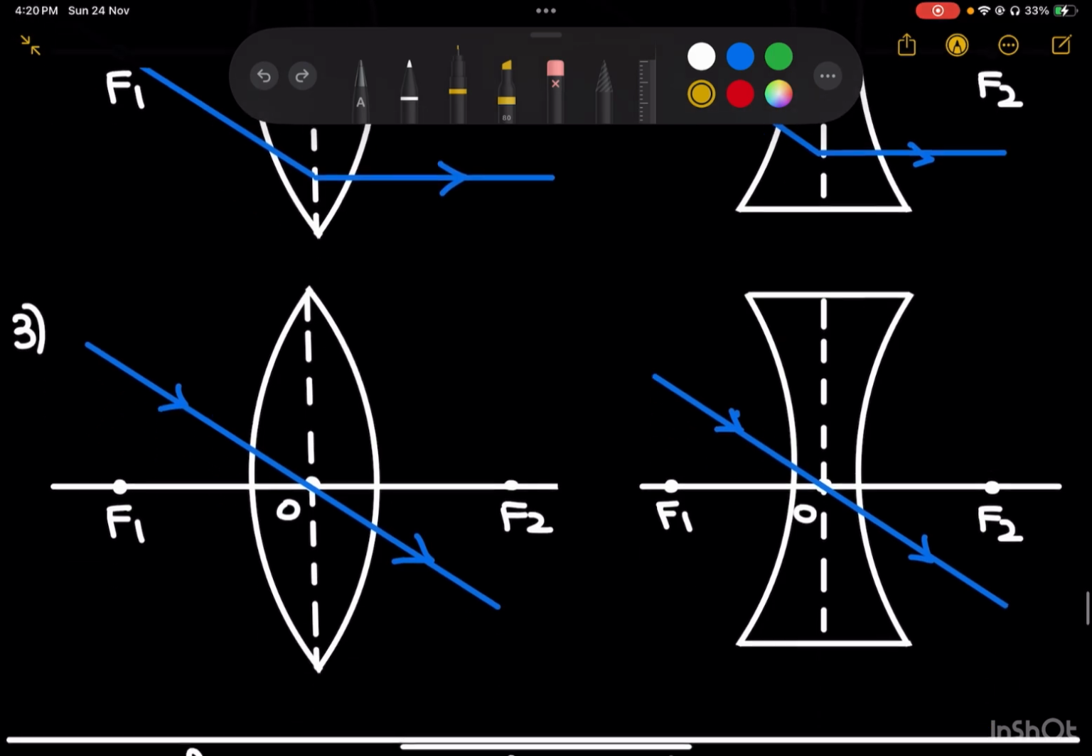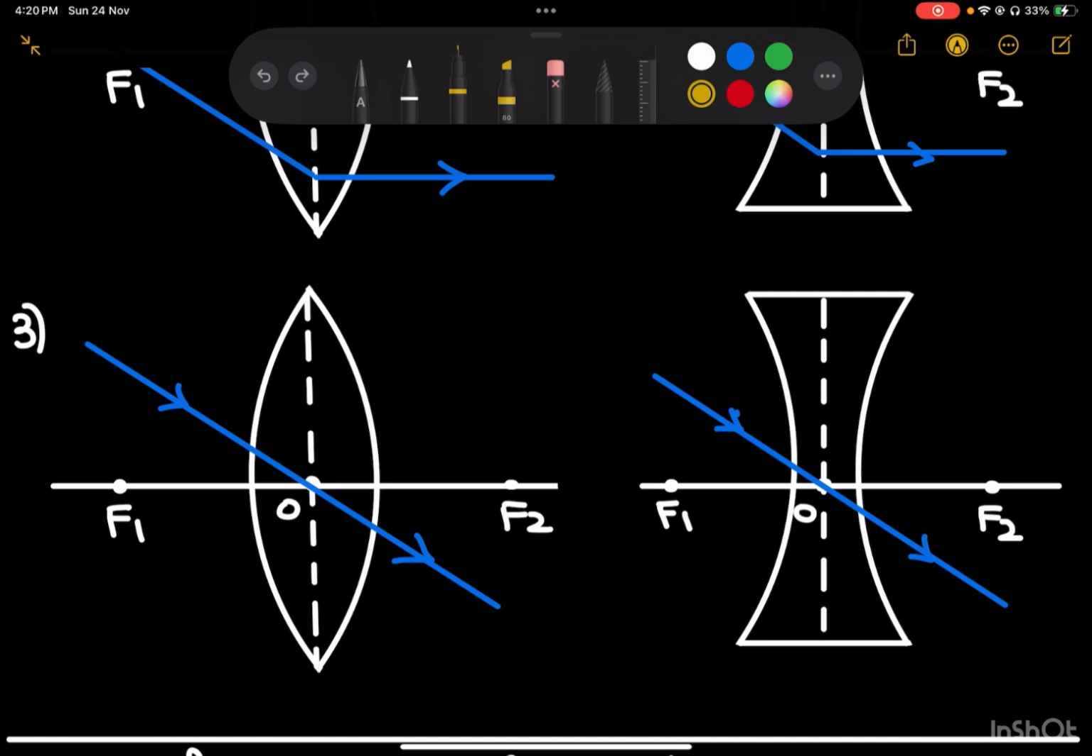Moving on to the third and last rule. It is also simple. A ray passing through the optical center will go undeviated. There will be no deviation. It will not bend at all. It will go straight. Understood? This is again the same for convex and concave. So these are the 3 rules which you have to keep in mind when drawing the ray diagrams.